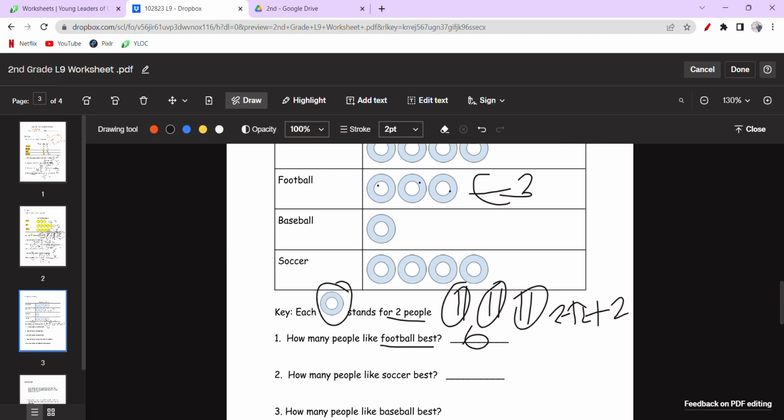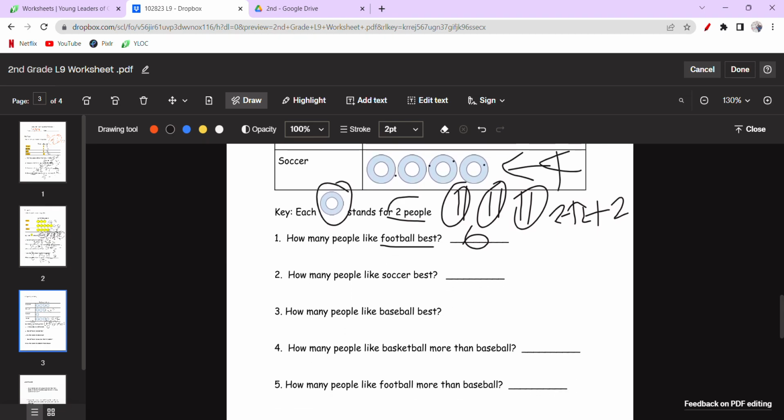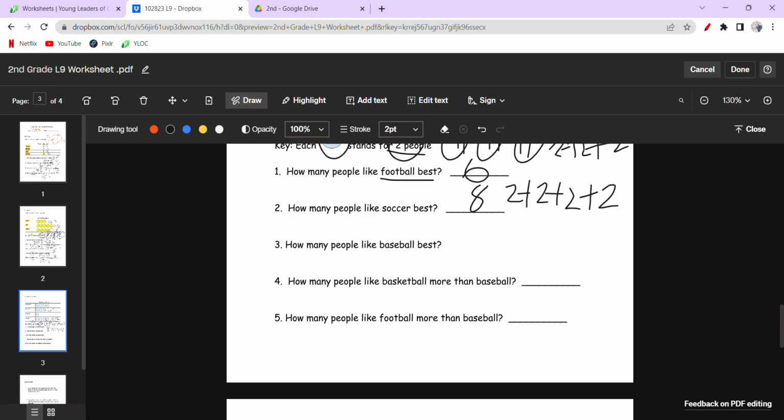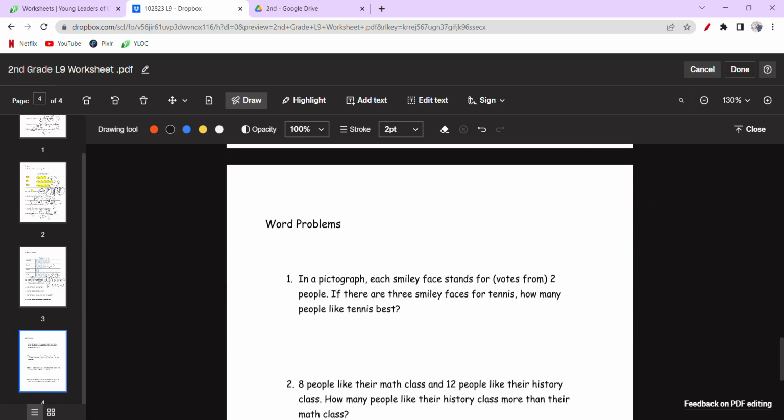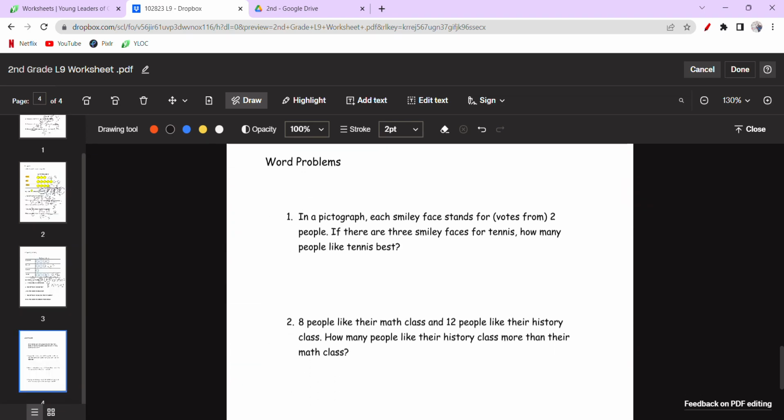How many people like soccer best? This is 4, right? So you add 2 four times. 2 plus 2 plus 2 plus 2. 2 plus 2 is 4. 4 plus 2 is 6. 6 plus 2 is 8. And just like that, you know how to read a pictograph, right?